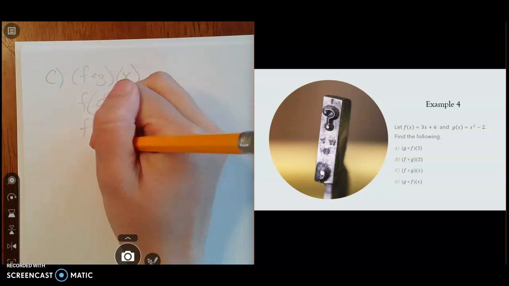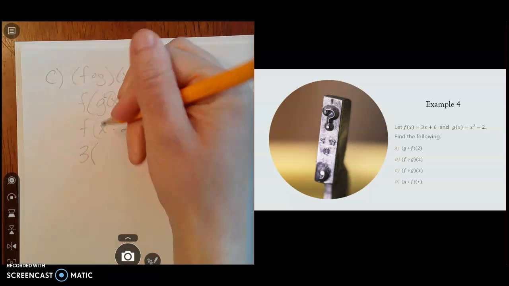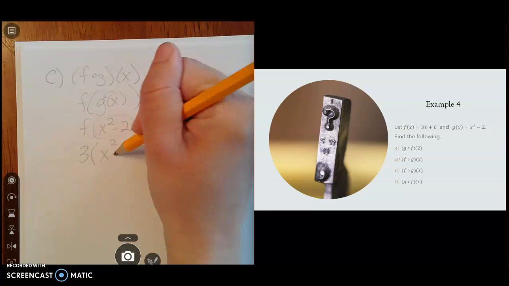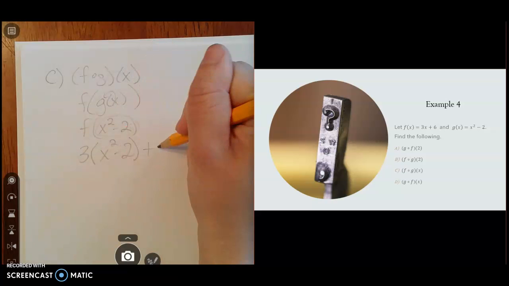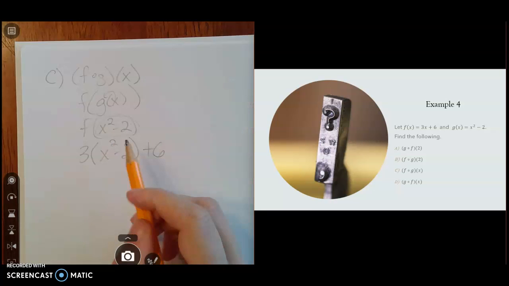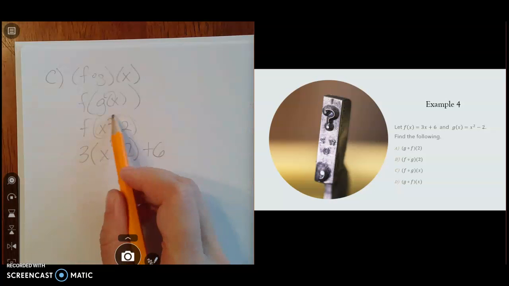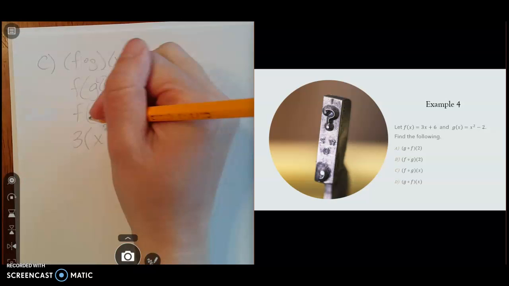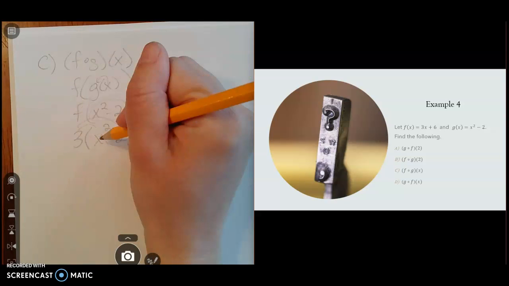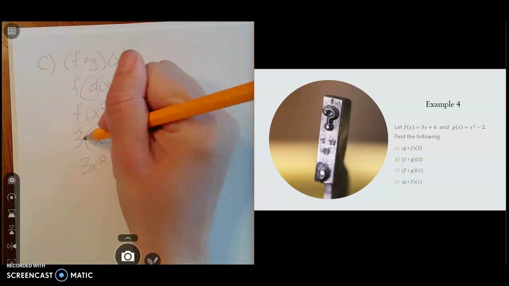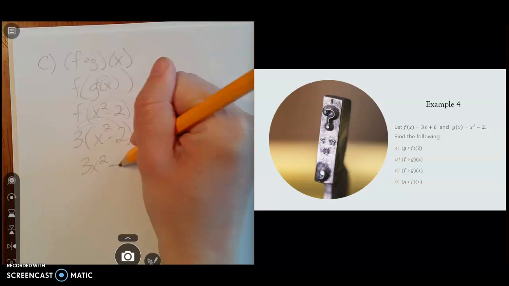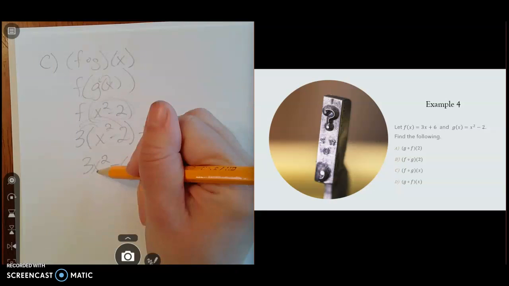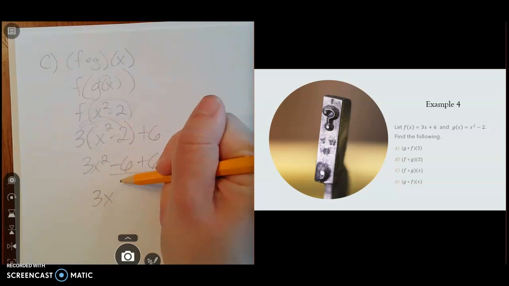So what that's going to look like is 3 times x, but instead of x, now we're using this whole thing. We're going to substitute that in: x squared minus 2, and then plus 6. So 3x plus 6, but instead of x, now we're going to use that g of x function, the x squared minus 2. We can simplify this quite a bit. So let's go ahead and distribute. 3 times x squared is 3x squared. 3 times a negative 2 is a negative 6. And then we can combine like terms. Negative 6 plus 6 is 0. So we just end up with 3x squared.